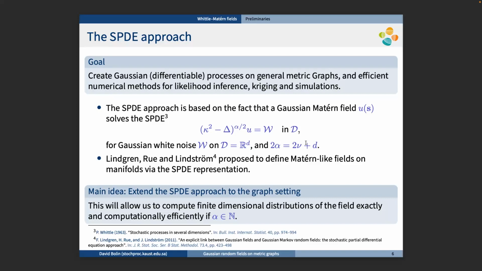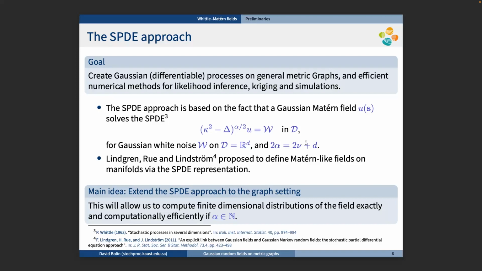these models exactly. So if you take the manifold setting that they proposed, in general, you have to resort to finite element approximations to be able to do anything with these models. But as we will see, at least for some cases, if the smoothness parameter alpha here is an integer, you can in fact do exact inference and simulation with these models. Right, so that's the idea.